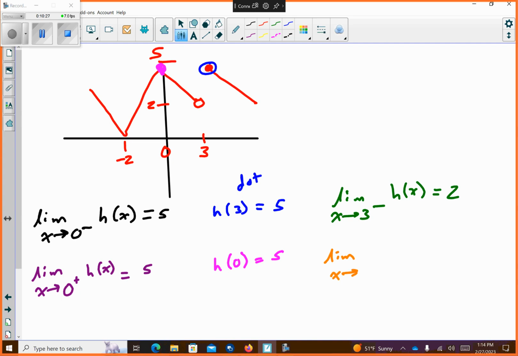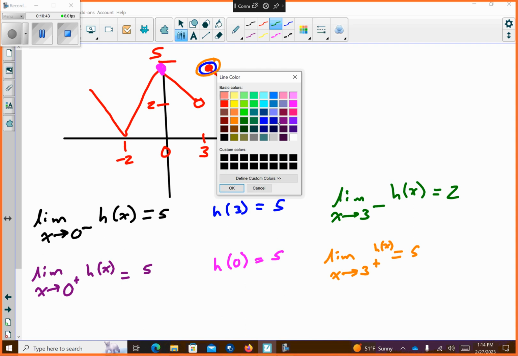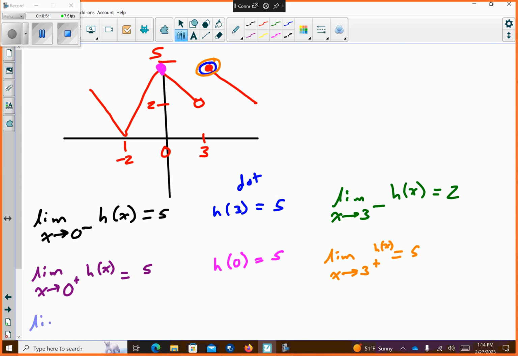And then the limit as x approaches 3 from the positive side. So it's going to come to here. So that's going to get us to 5. That should have been h of x right there. Then we have the limit as x approaches 0 of h at x. There's no subscript, so I'm coming from both sides. Do these come to the same point? Yeah, so 5.